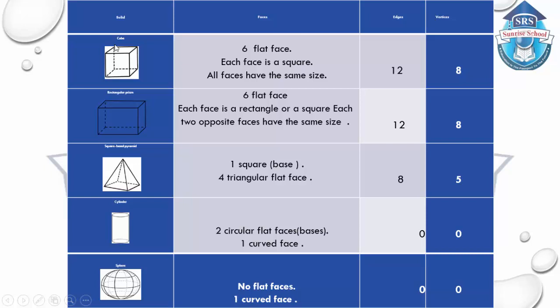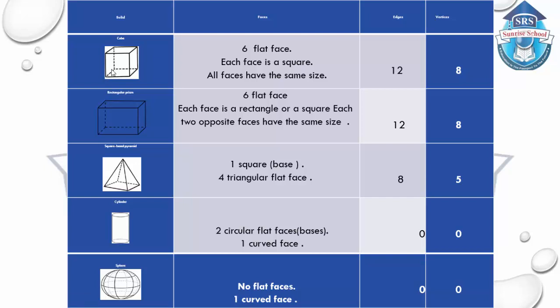A cube has 12 edges. Let's count edges together. An edge is a side length between 2 points. Each line between 2 points we call an edge. Let's count edges together. 1, 2, 3, 4, 5, 6, 7, 8, 9, 10, 11, 12. So a cube has 12 edges and it has 8 vertices.